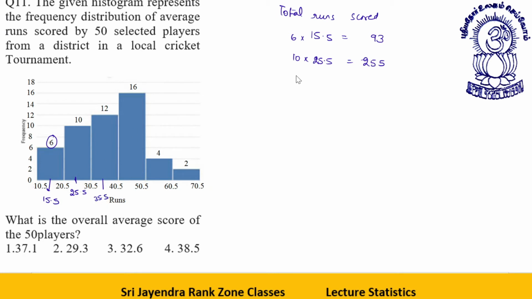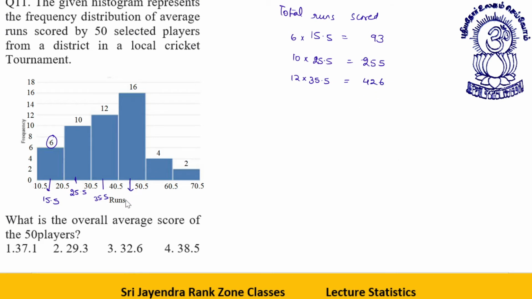Then the next is 35.5 into 12. See, 35 into 12: 35 into 6 is 210, so 35 into 12 will be 420. 420 plus 12 into half, which is 6, gives 426.